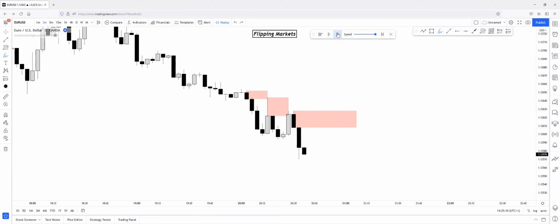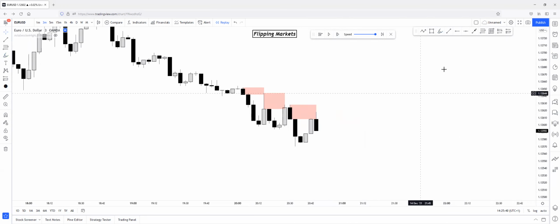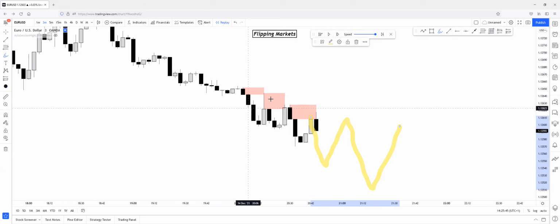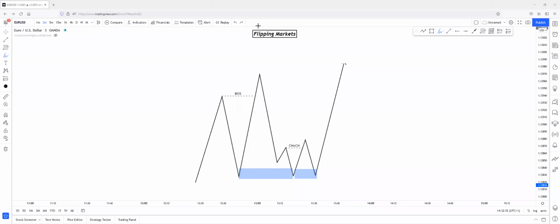Okay, let's see what happens. As you can see, price mitigated the zone again, collected the orders, so this became mitigated. And this will go on and on and on. This is a supply chain, and this is a mitigation. So let's see another example.